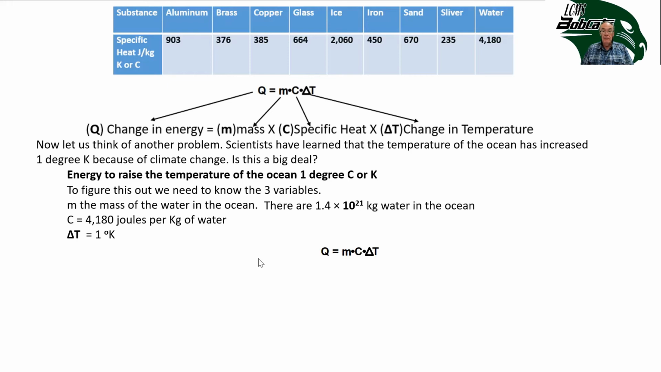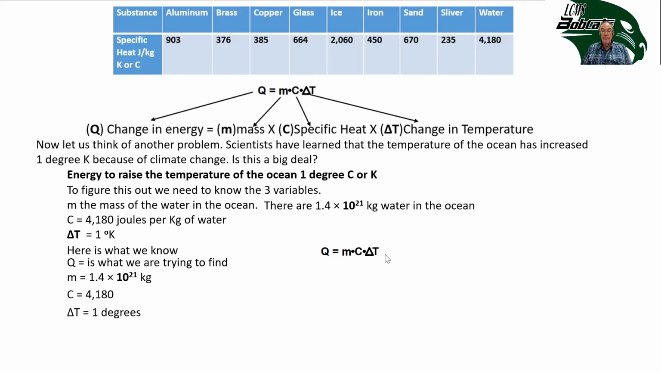Okay, so we have our equation, and here's what we know. Q is what we're trying to find out, the energy to raise the temperature of the ocean 1 degree. The mass of the water in the ocean is 1.4 times 10 to the 21st. C is 4,180, and the change in the temperature is 1 degree. So now we can substitute the variables into the equation, the M, the C, and the delta T. We just multiply them together. When we do that, you get energy to raise the temperature of the ocean is 5.852 times 10 to the 24th joules.